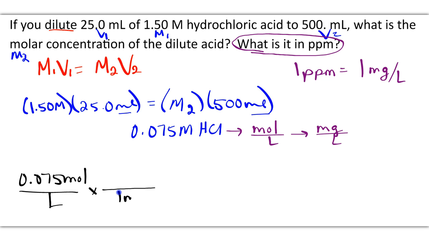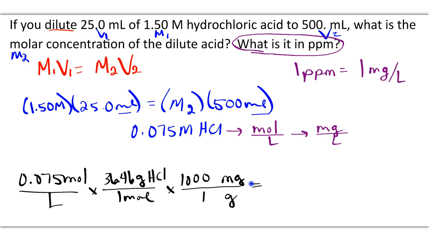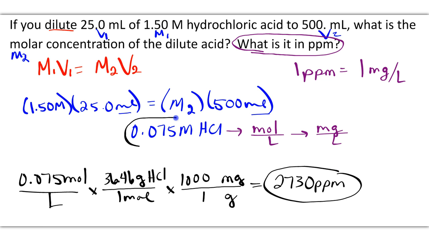So I'm going to bring down 1 mole, and we're going to go to grams of HCl, which is 36.46. And then when we bring down grams, we can go to milligrams because 1 gram is equal to 1,000 milligrams. And we'll get a final answer of 2730 parts per million. And so these are the 2 answers that they've asked me to find.